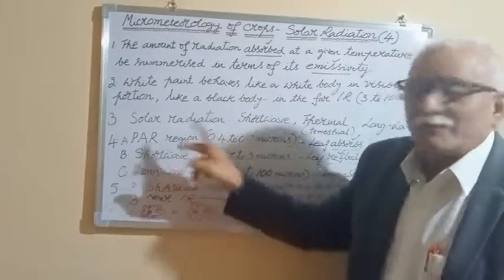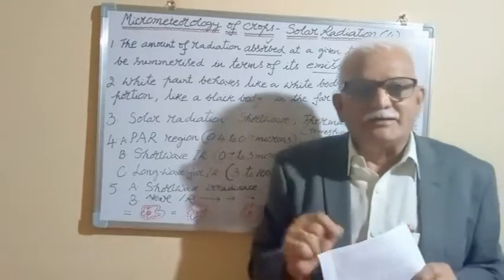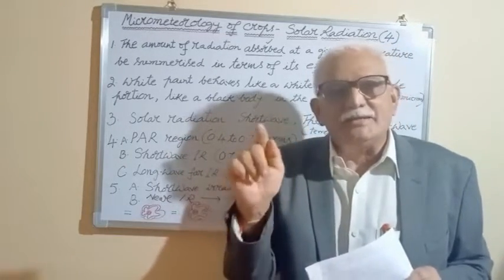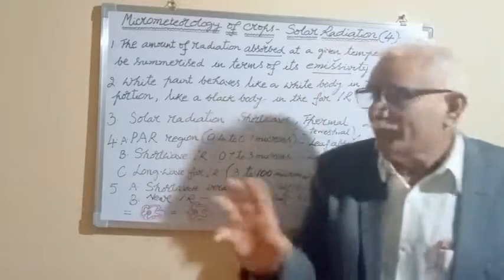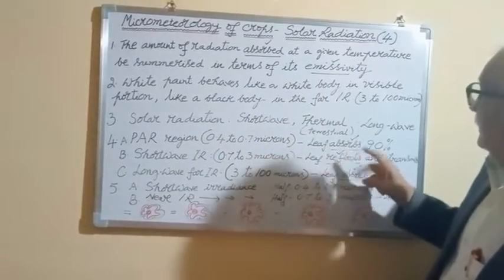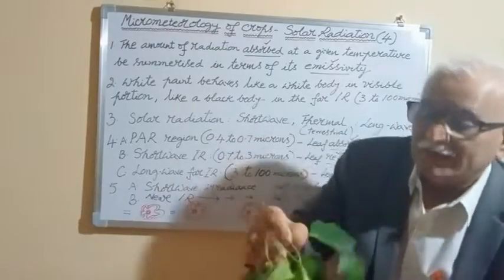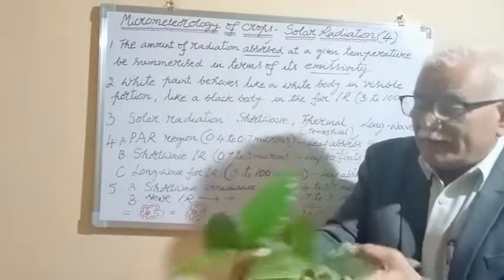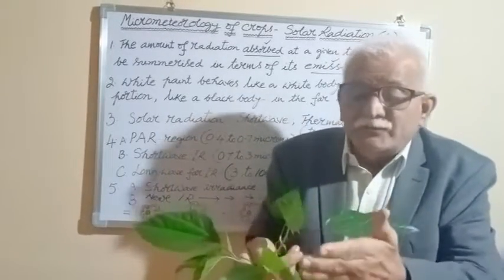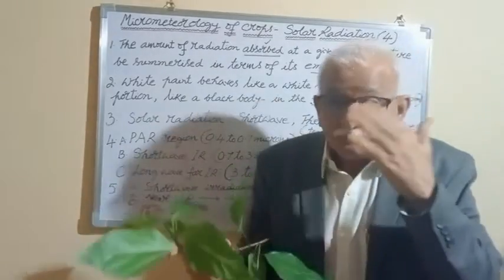Then, PAR, photosynthetically active region. What is the photosynthetically active region? 0.4 to 0.7 microns, VIBGYOR. The PAR region is where the leaves absorb 90% of the light that is falling between 0.4 to 0.7 microns. Please note that much.